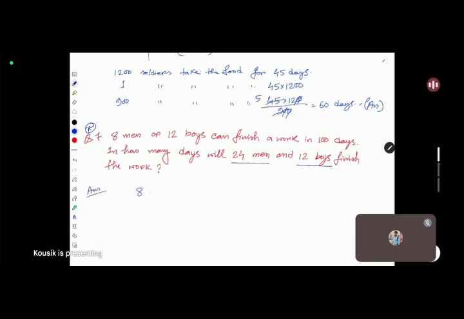The 8 men is equal to 12 boys. Okay, so you should find this 24 men is compared to how many boys, or 12 boys is equal to how many men. This is given that 12 boys equal to 8 men, or you may convert men to the boys.